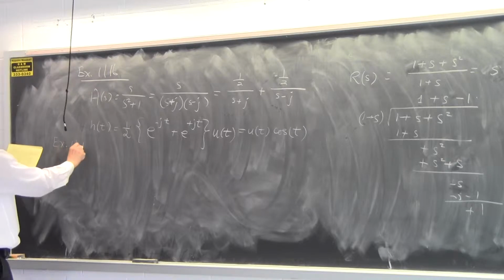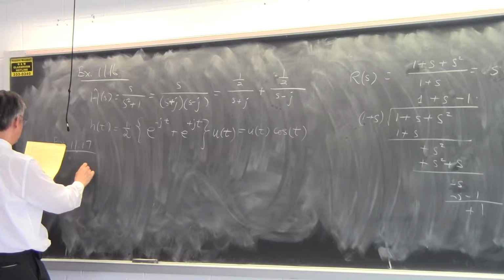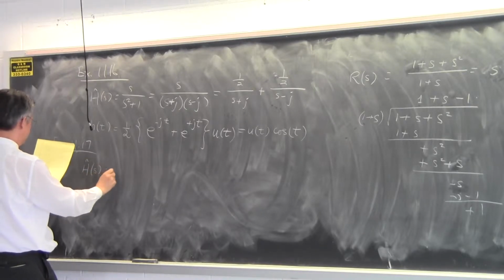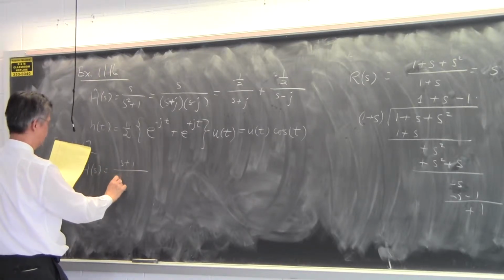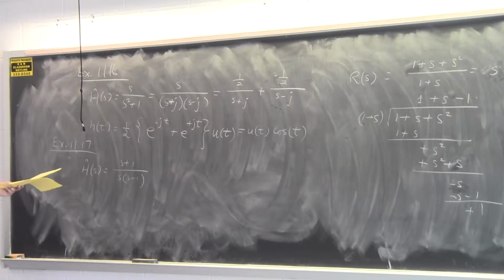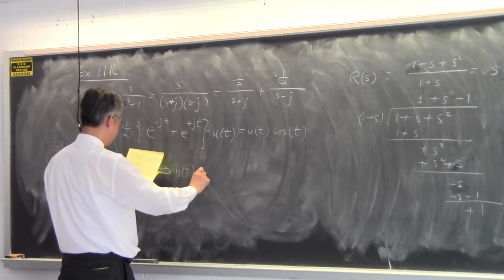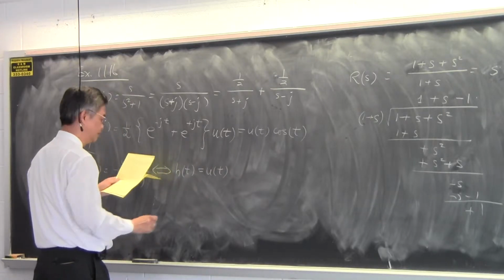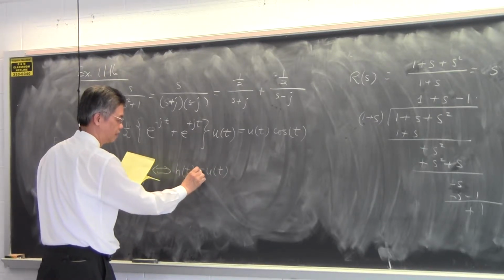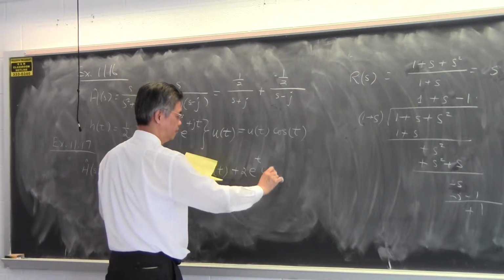Okay, example 11.16, example 11.17. Then you're given something that looks like this. H hat of s is equal to s plus 1 over s minus 1. Okay? And then you do a partial fraction. You can do a partial fraction very easily. Partial fraction expansion. And then after that you can find your impulse response, which is the unit step function with the minus 1. And then the other one is just e to the t u(t).